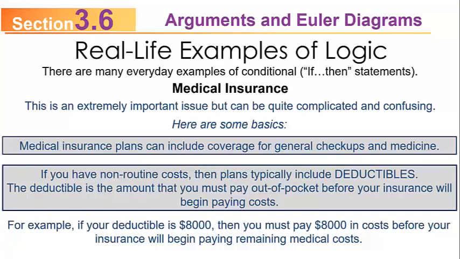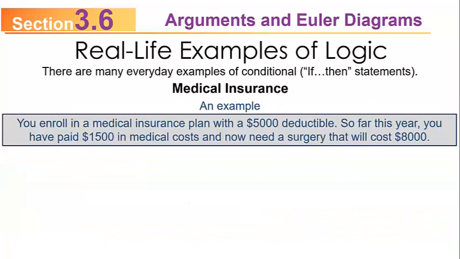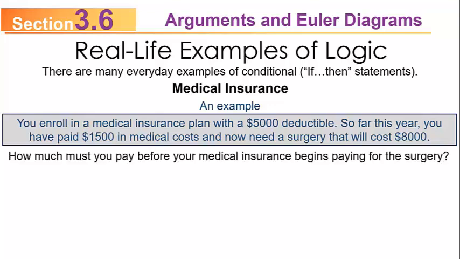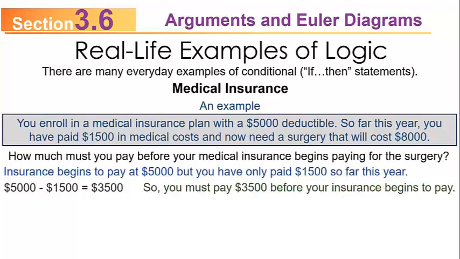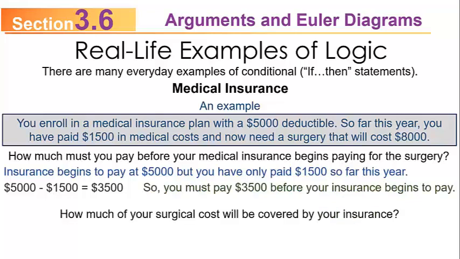paying the remaining costs. An example: you enroll in a medical insurance plan with a $5,000 deductible. So far this year, you have paid $1,500 in medical costs and now need a surgery that will cost $8,000. How much must you pay before your medical insurance begins paying for the surgery? Well, think about this. Your insurance begins to pay at $5,000, but you've only paid $1,500 so far. So if you subtract, you can see that you have to pay an additional $3,500 before your insurance will kick in and begin to pay.